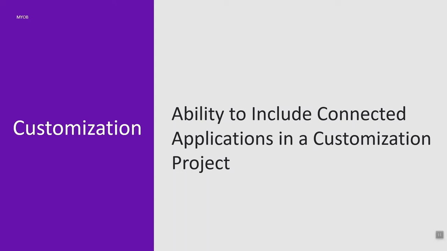In the past versions, once a connected application is configured, there's no way to bring it from a development environment to a production environment. In version 2021.2, this problem will be solved with the ability to include connected applications in the customization project editor.